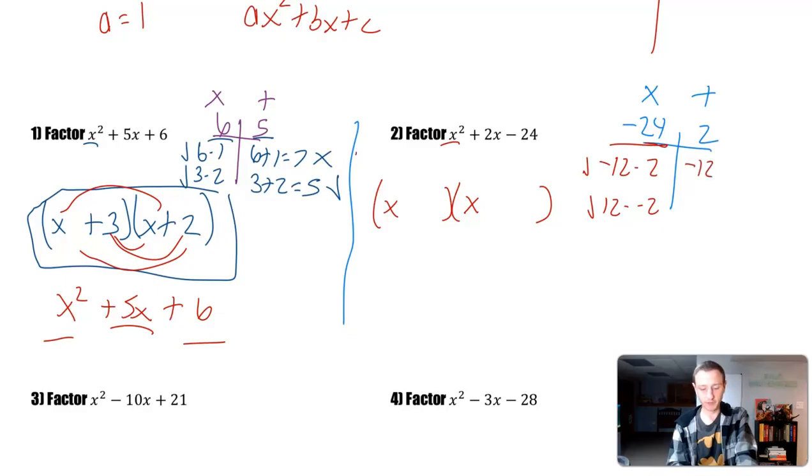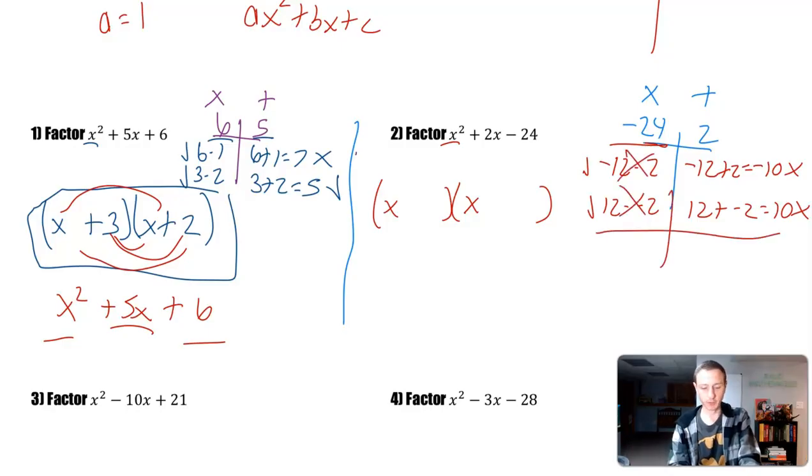But look at this. Negative 12 plus 2 is negative 10. That's not what we want. 12 plus negative 2 is positive 10. That's not what we want. So 12 and 2 are out. Those do not work. So then try another pair of numbers multiplying to 24.